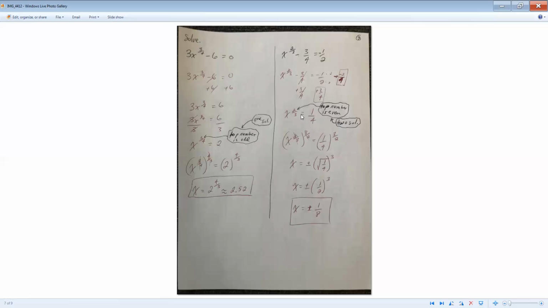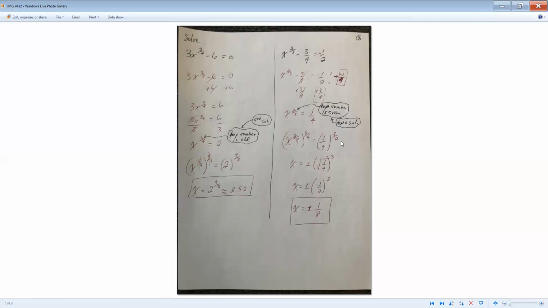So this time, our exponent has an even numerator. That means we're going to get two solutions. We're going to raise both sides to the power of 3/2. We're going to invert the 2/3 to 3/2. So this will simplify to just x to the first power. And then here, 1/4 raised to the 3/2.